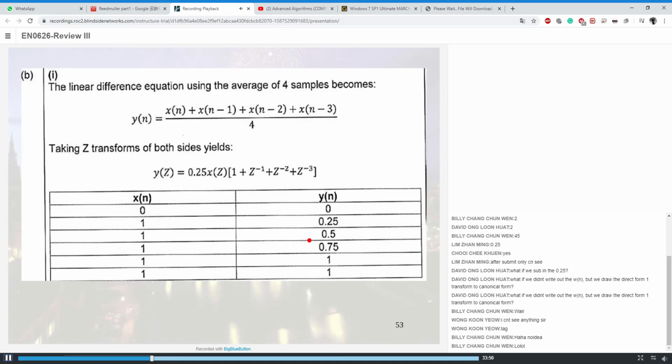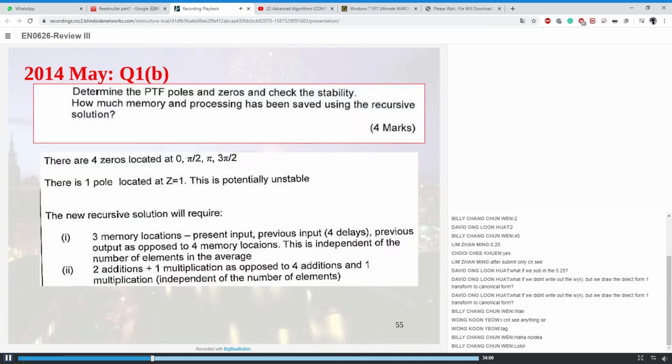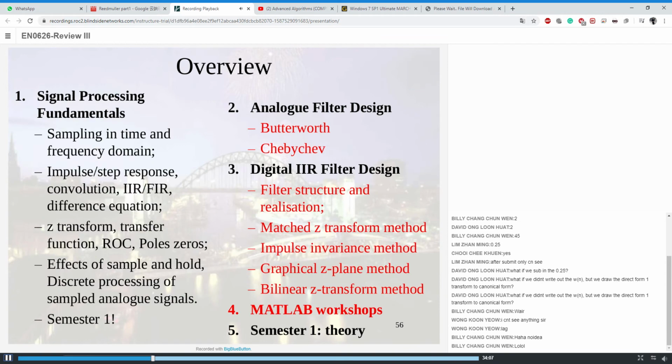So you can actually... oh, okay, it's starting to lag. So this is to check the stability, whatever, all this stuff will come.